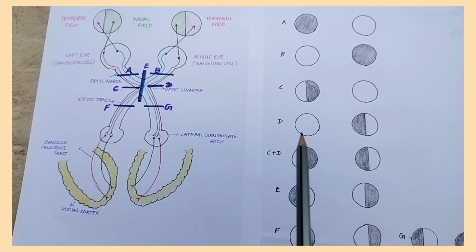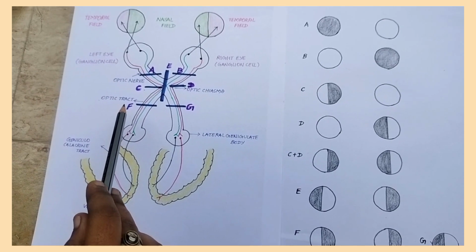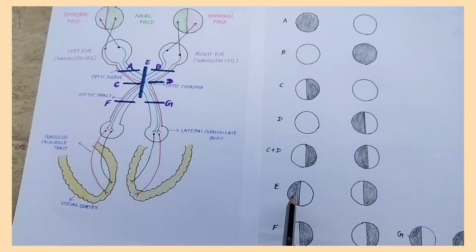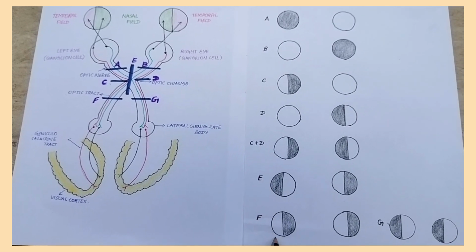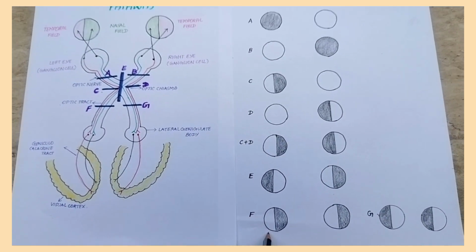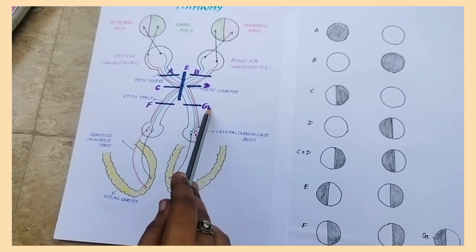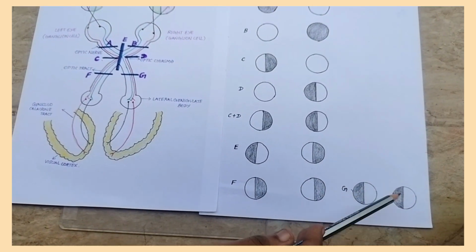hemianopia. And there is the F lesion, which is the lesion of left optic radiation, which results in right homonymous hemianopia. Then next is the G lesion, which is the lesion of right optic radiation and which leads to left homonymous hemianopia.